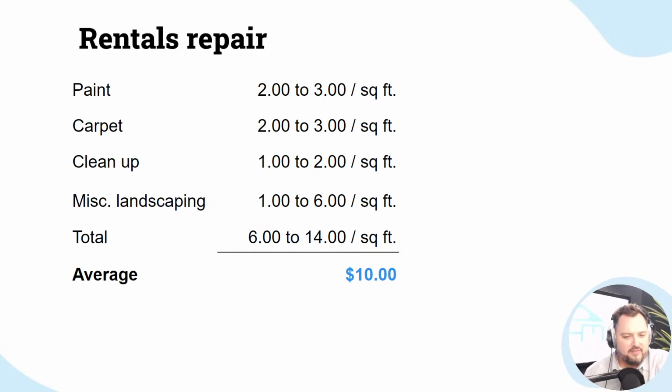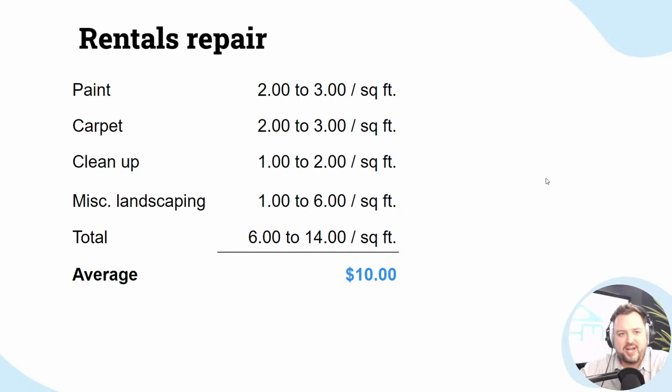Okay, carpet. If it's 1,000 square feet, you're going to spend $2,000 to $3,000 to put carpet in. For the cleanup, you're going to spend $1,000 to $2,000. Miscellaneous landscaping, $1 to $6 a square foot. The total is $6 to $14, with an average being $10. This is in a rental repair situation.